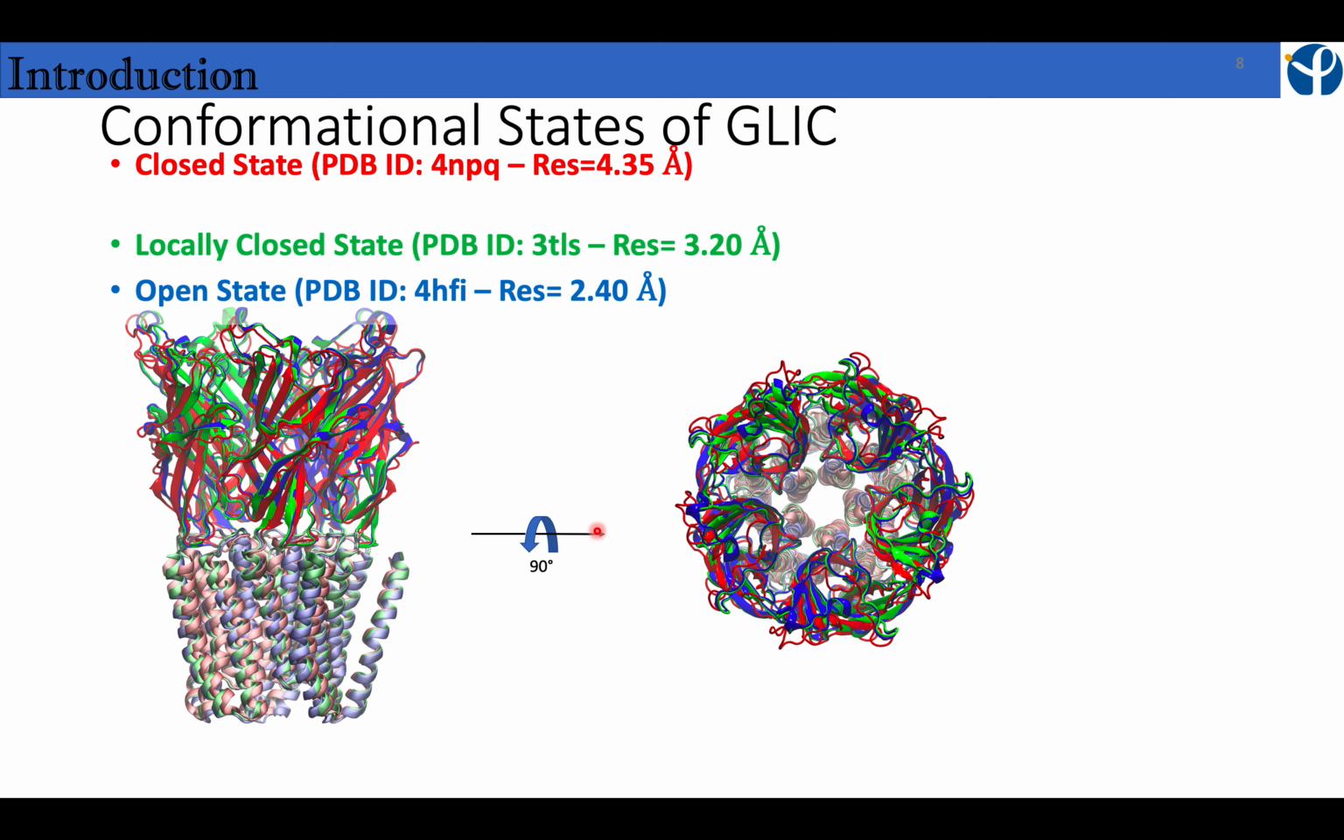Luckily, we have 3 conformations of GLIC. One of them is the closed state, shown in red here and in the structure also. Its resolution is 4.35 angstrom. We have the locally closed state, with a resolution of 3.20 angstrom, and we have the open state. Its resolution is the best, but as you notice they are quite similar, and the major difference is basically in the TMD part. There is a tilt and a twist of the M2 helix, which is lining the pore.